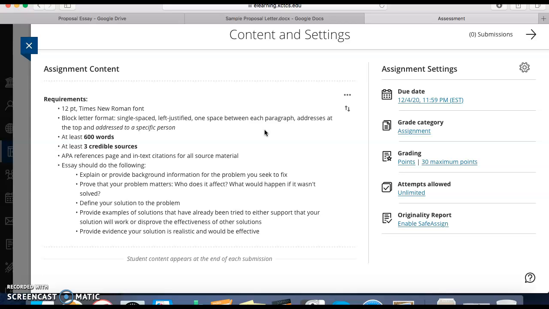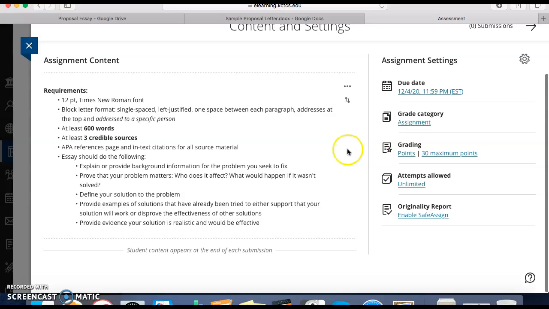And it should have an APA references page and in-text citations for all source material. We want to make sure we're not plagiarizing anything. And that is something I've seen missing from a lot of previous essays, so make sure you do include those in-text citations anywhere you use source material, even if you're not directly quoting it.